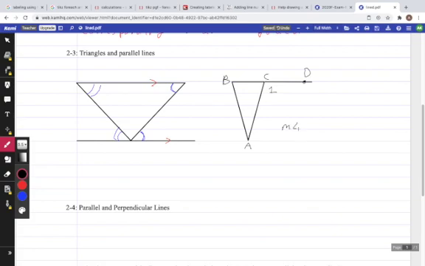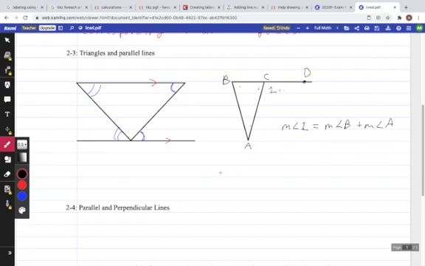Specifically, the measure of angle 1 is equal to the sum of the measures of angle B and the measures of angle A, which again makes sense. These three angles add up to be 180. These two angles add up to be 180. So it makes sense that these add up to be 180.